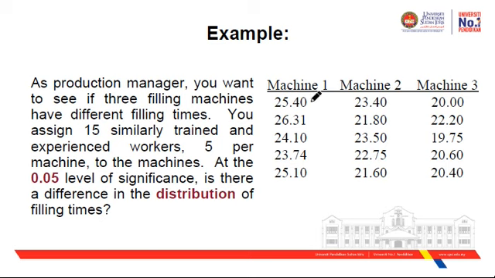So for each machine, you have 5 trainers, 1, 2, 3. Okay, 5 times 3, so this one is 15 workers. So 15 workers for each machine. Okay, so there are 15 here. So this is the data. So the question is, at 5% significance level, is there a difference in the distribution of filing times?